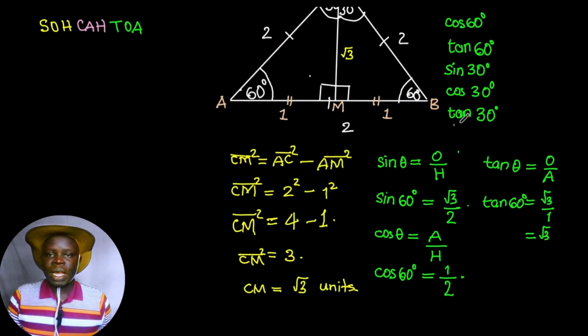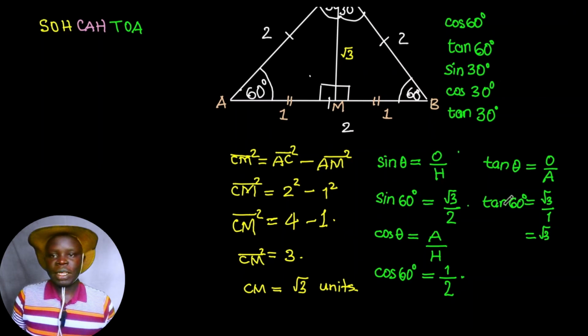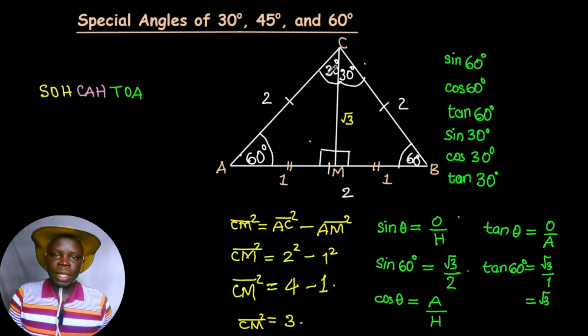Now we're done with angle 60, let's go to angle 30. With angle 30, it's done the same way. So let's move on to our angle 30 triangle. Alright, this is our angle 30. The opposite to this angle 30 is 1, the adjacent is root 3, and the hypotenuse is 2.